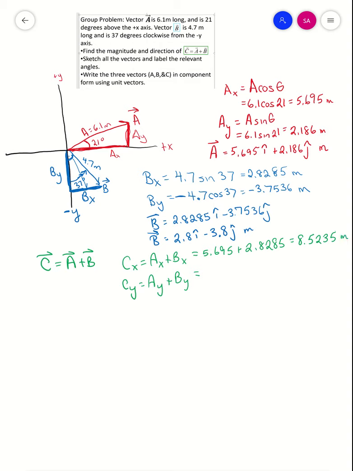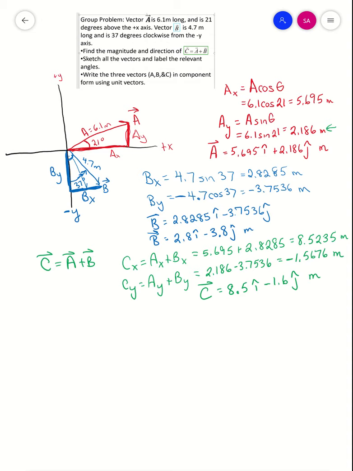Cy is Ay plus By. So Ay is 2.186 meters from up here. By is negative, so minus 3.7536. And so I'm going to get a negative Cy, 1.5676 meters. Okay, so if I write vector C in component form, it's going to be, to two significant figures, 8.5 in the x direction, so i hat, minus 1.6 in the y direction, so j hat meters.